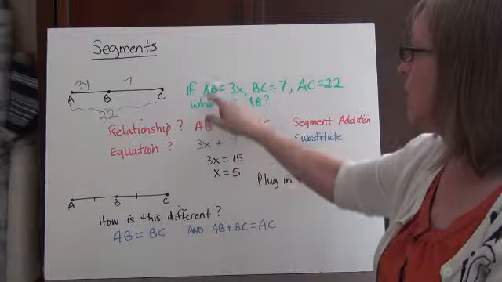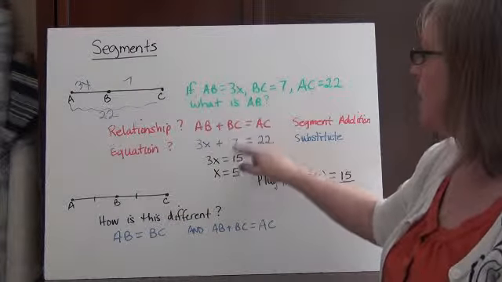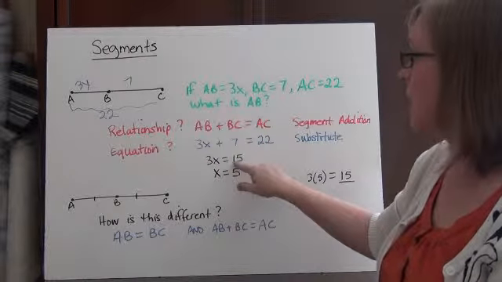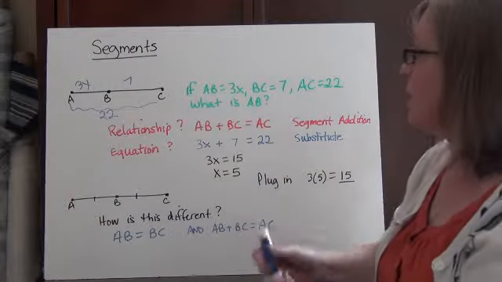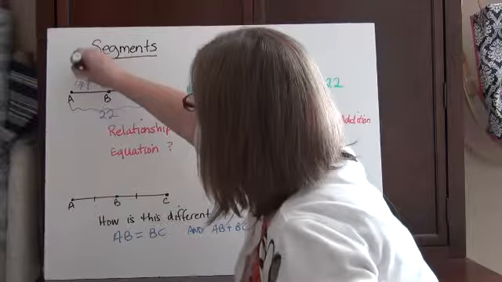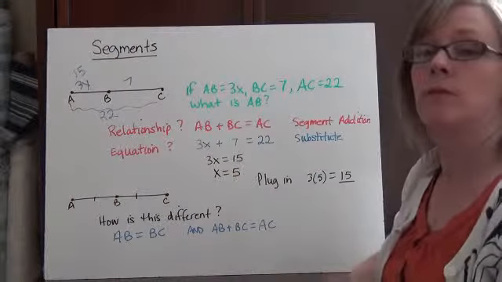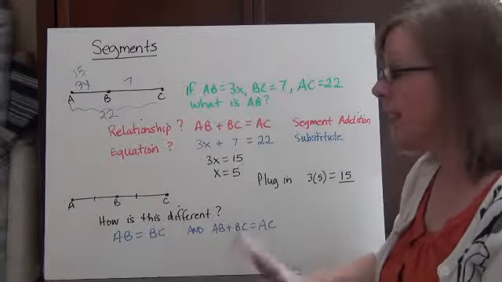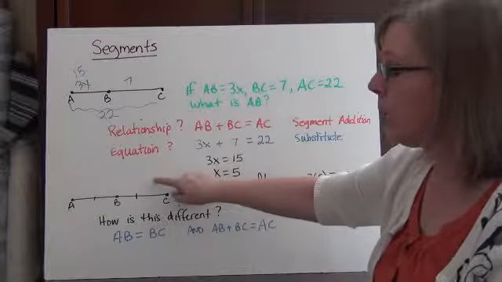I'm going to substitute it in. The first part was 3x, the second part was 7, and the whole is 22. So 3x equals 15, and x equals 5. So this side must be 15, right? Because 15 plus 7 equals 22. Right? Now I want you to compare this one to the problem down here.